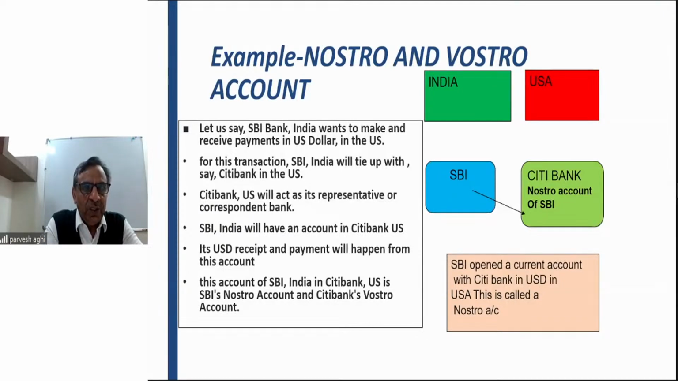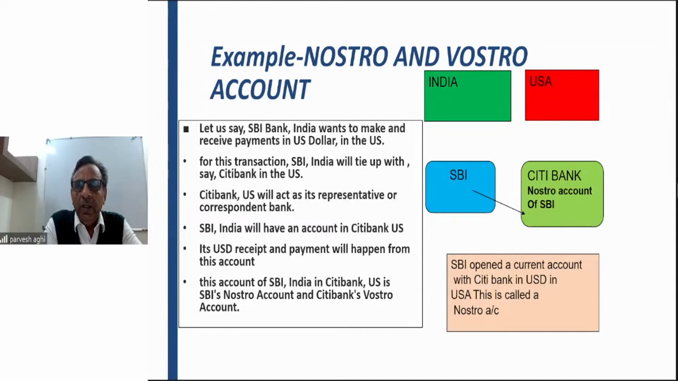Its USD receipt and payment will happen from this account. This account of SBI in Citibank US is SBI's nostro account and Citibank's vostro account. So nostro and vostro accounts are actually the same account, but SBI will call it a nostro account and Citibank will call it a vostro account. So we'll understand that a little bit more.